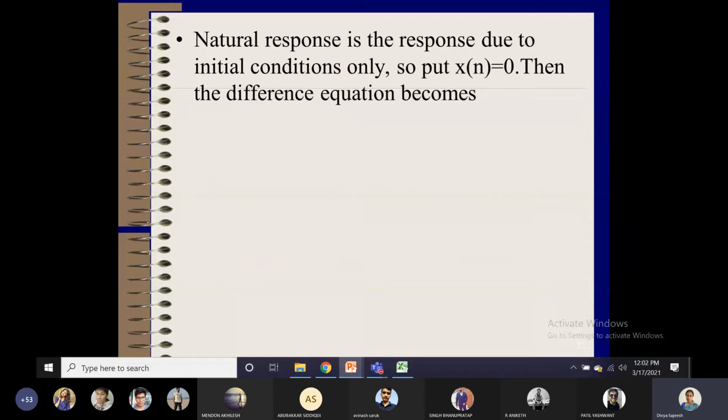Before that, the natural response of the system is due to initial conditions only. So we have to neglect the input to the system. So let us put x of n as 0. The difference equation becomes y of n minus 3 by 4 y of n minus 1 plus 1 by 8 y of n minus 2 equal to 0. The right hand side was your input to the system. So let us neglect it by putting it as 0.